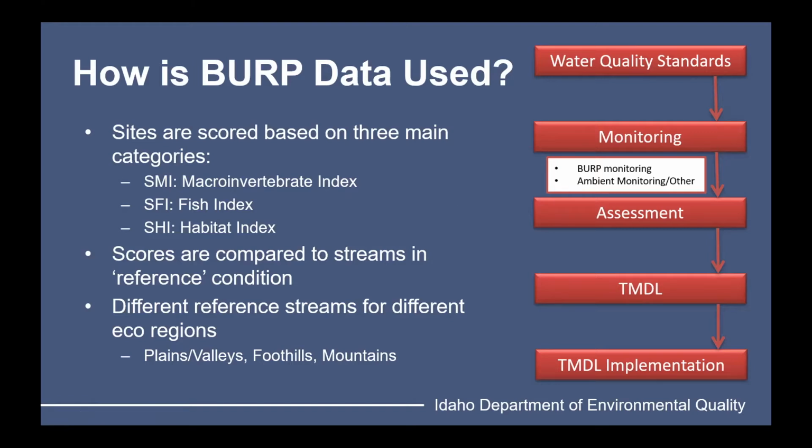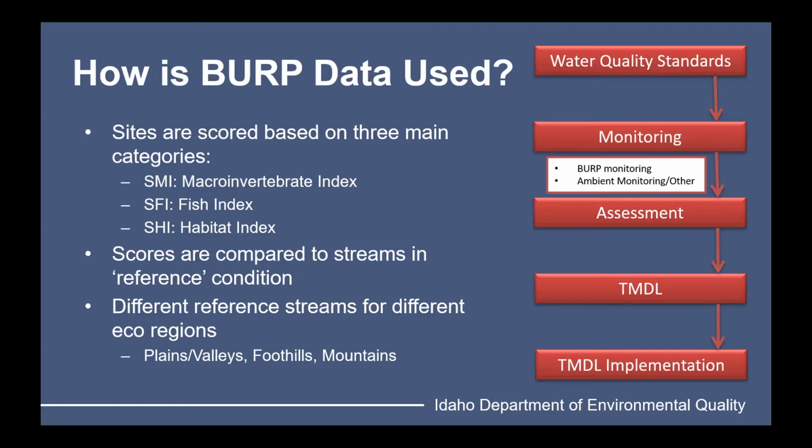So these scores are compared to streams that are considered to be in reference condition. So reference streams have a few different criteria. Essentially, we're looking for streams that we don't believe to be disturbed by anthropogenic use. And all across Idaho, we've got a few of these different reference condition streams that are in different ecoregions. So streams are scored slightly differently based on their ecoregion because they're being compared to different reference condition streams. So those regions that we broadly classify are a plains and valleys classification, a foothills classification, and a mountains classification.